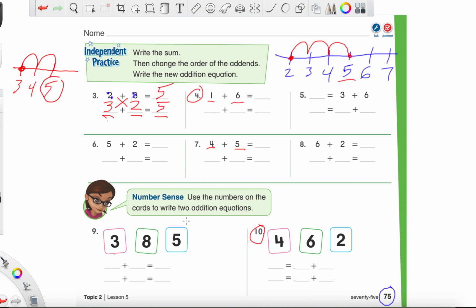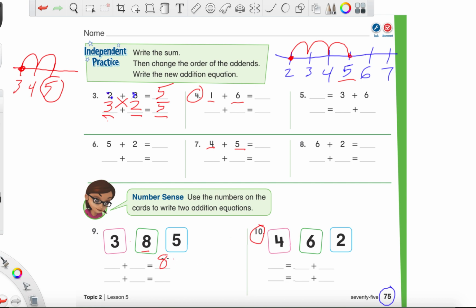And that's all. If you want, I can just kind of set up the first one for you. Okay, what is the biggest number here? 3, 8, or 5? Point to it right now. It's 8. 8 is the biggest. So that must be the total if we're adding.